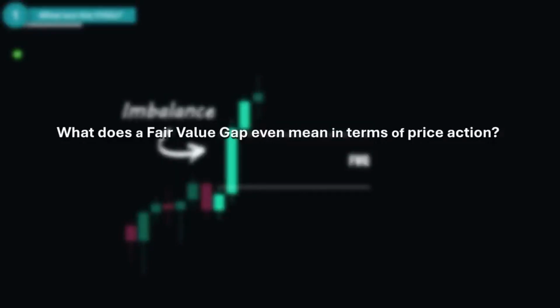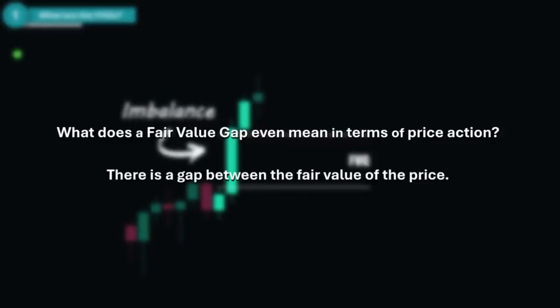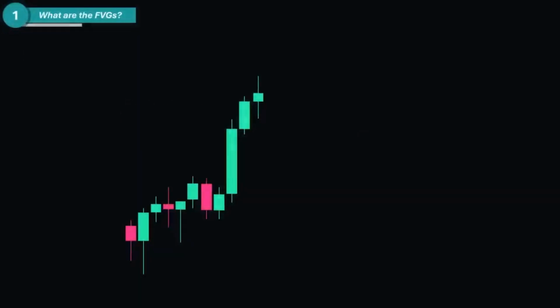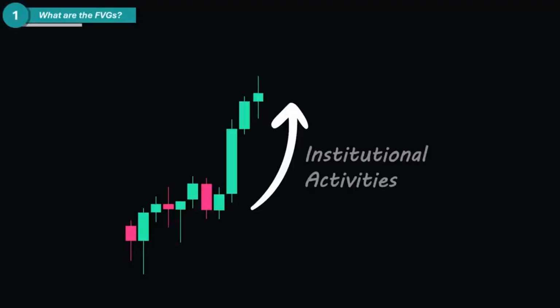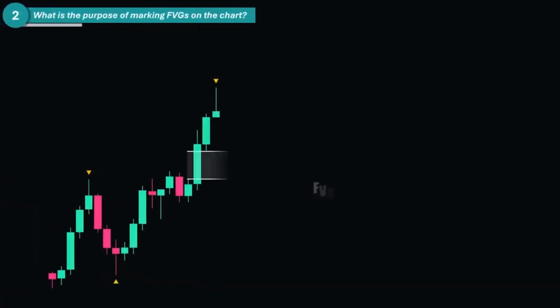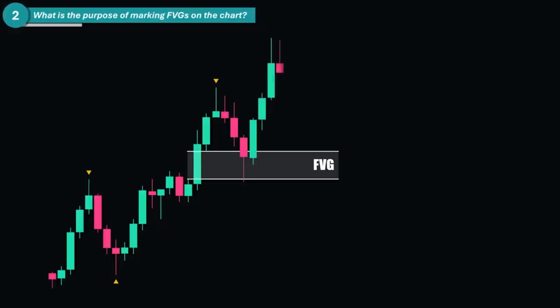As the name suggests, it simply means that there is a gap between the fair value of the price. The massive buying pressure has caused this aggressive movement, likely due to institutional activities, and now the price is inefficient. But what is the purpose of marking FVGs on the chart? These gaps represent inefficiency in price movement, meaning the market may later return to fill them as the price seeks equilibrium. Additionally, traders often use these gaps as key areas of interest, anticipating potential price reactions when the market revisits them.